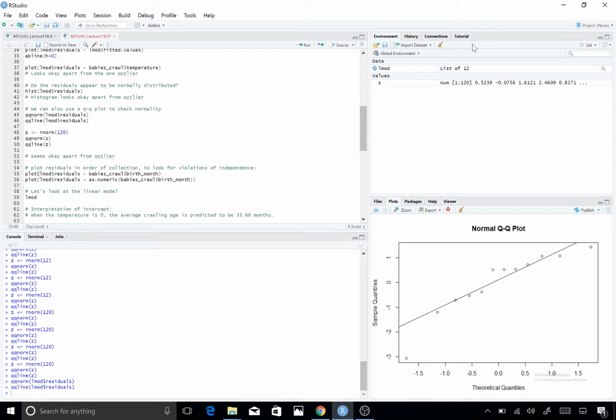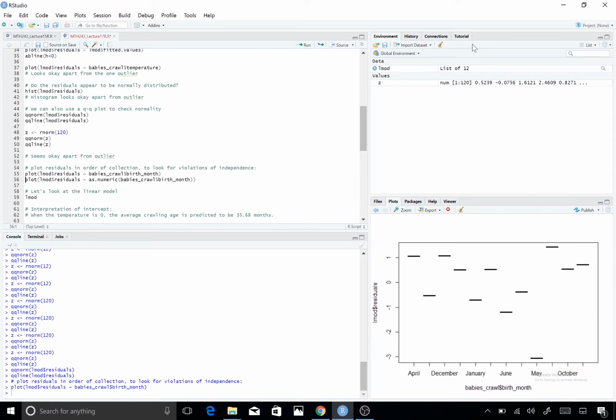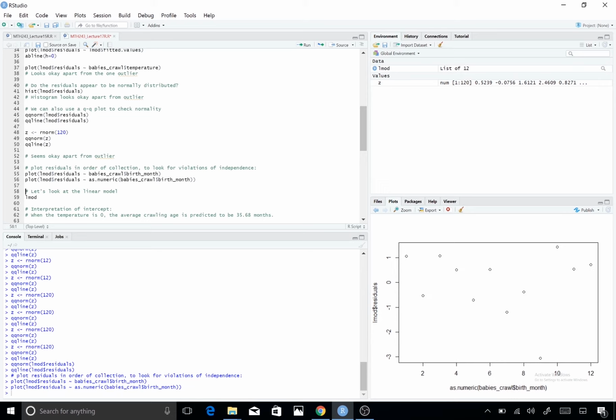I'm going to plot the residuals by birth month. I get this weird kind of line plot. That's because the variable on the x-axis is categorical. It's the months. I can put in the as.numeric argument, and then R will treat them as numbers, and I get the points.